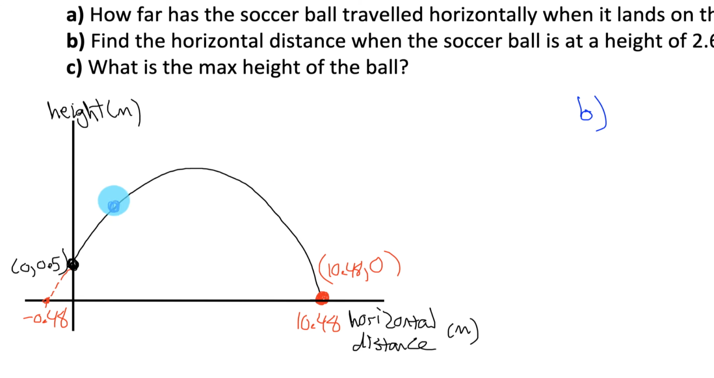I'm just going to pick two places where I'm guessing the height might be 2.6. And the question wants to know what are the x-coordinates of those 2 points that have a height of 2.6. What are the horizontal distances that the ball has traveled when it gets to that height of 2.6? It's going to pass the height of 2.6 on the way up, and then also again on the way down. Let's solve for those two values.